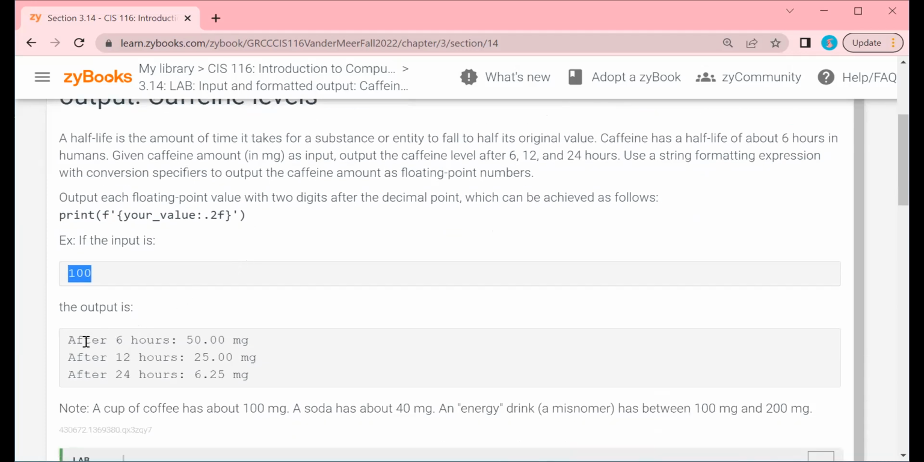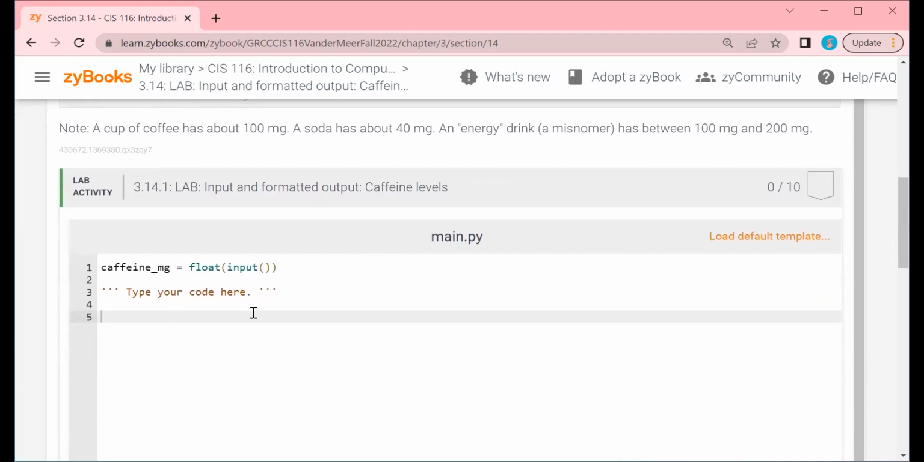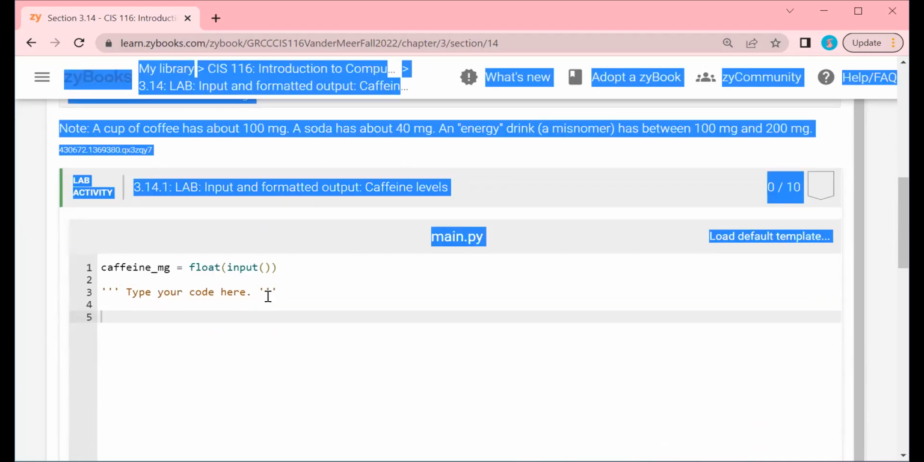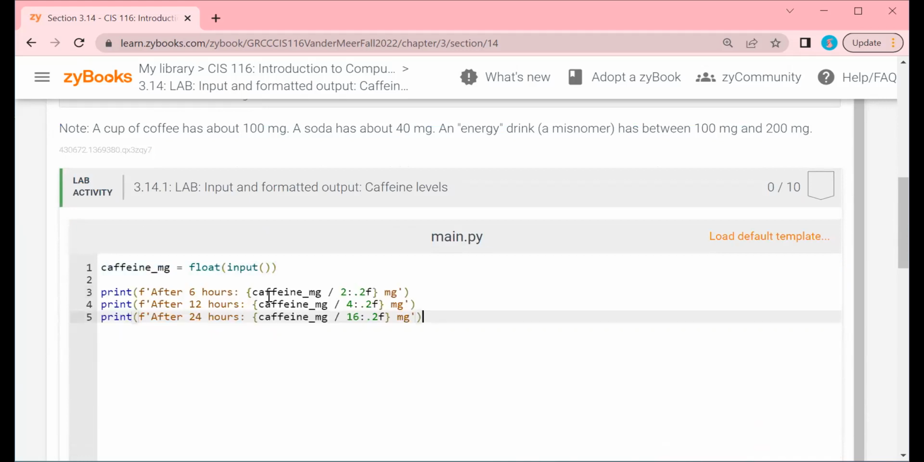So what that's saying is put your numbers inside of a string so you can write a sentence now. Before we were always just printing out the number or a word. Here we're going to be more specific. After 6 hours, it's 50 milligrams because of the half-life. And then after 12 hours, it's going to be 25. And then after 24 hours, it's 6.25. So we already have our input. Our output is the formulas, and then it happens to format them at the same time.